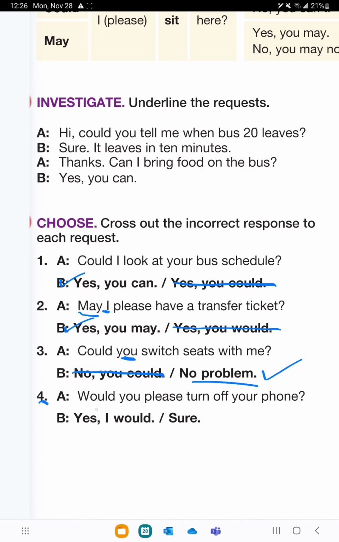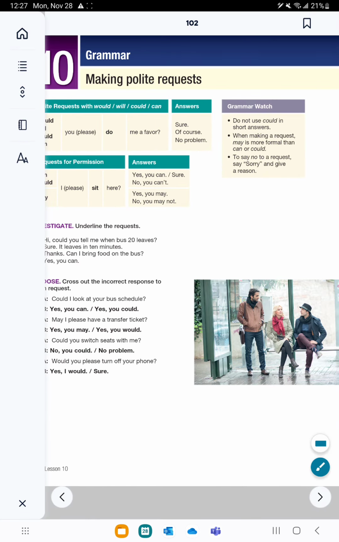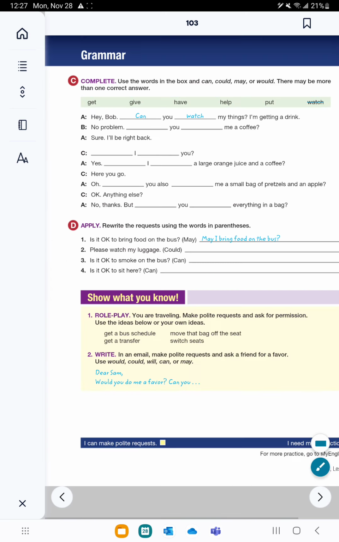Number 4, would you please turn off your phone? Again, we're asking someone to do a favor. Just like your word could, we don't say would in the response. So we get rid of that. Our answer is sure. The correct answer is sure. All right, so let's go to the next page.